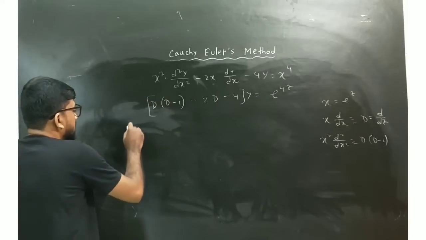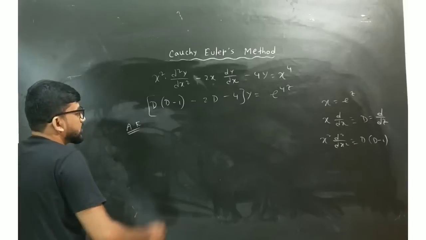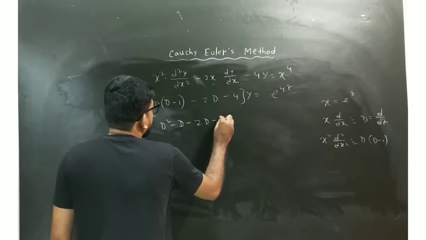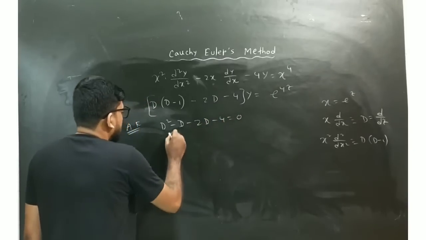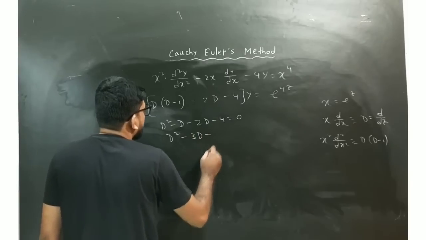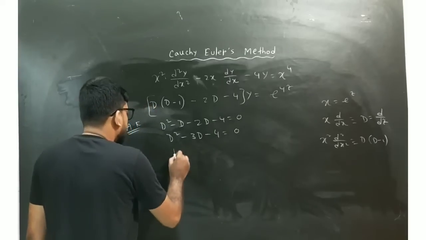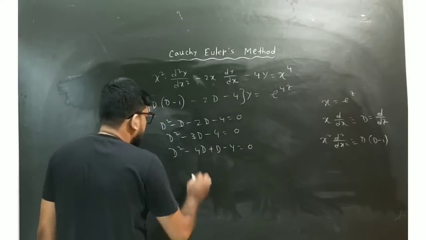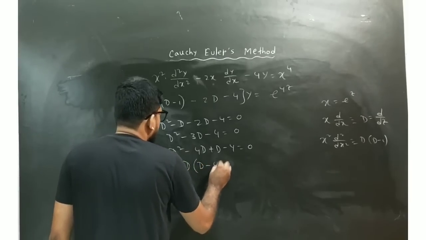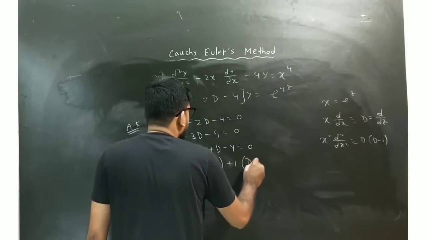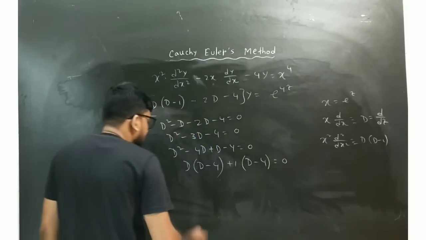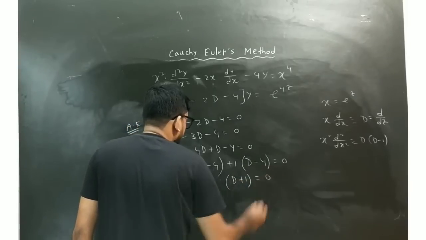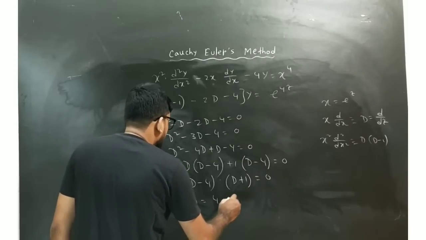So what will be your auxiliary equation? To find out the complementary function, you have to solve this equation first. So it will be D square minus D minus 2D minus 4 equal to 0. So it is nothing but D square minus 3D minus 4 equal to 0, that is D square minus 4D plus D minus 4 equal to 0. So D(D minus 4) plus 1(D minus 4) equal to 0. So it is just (D minus 4)(D plus 1) equal to 0. So your D will be 4 and minus 1.